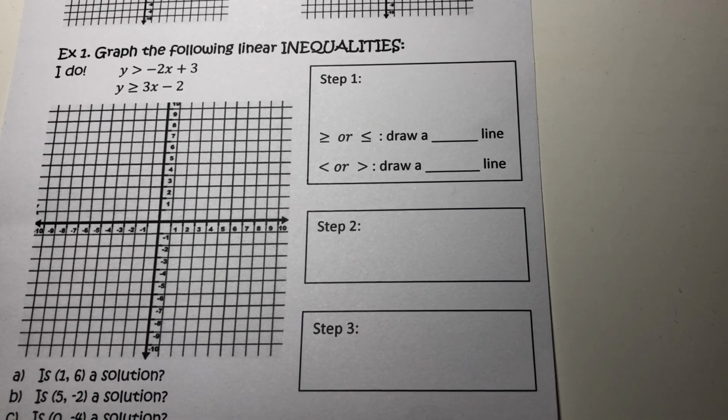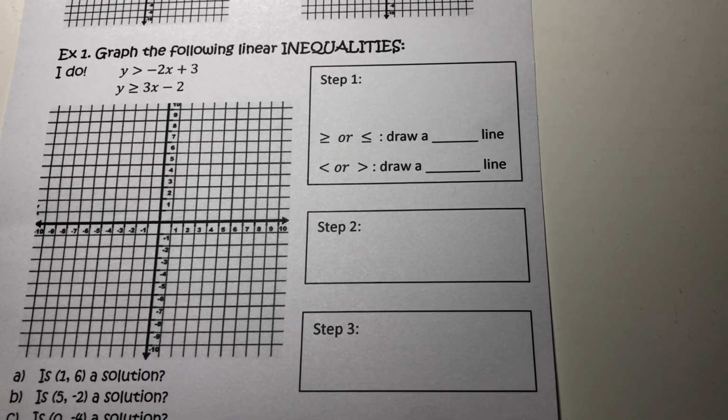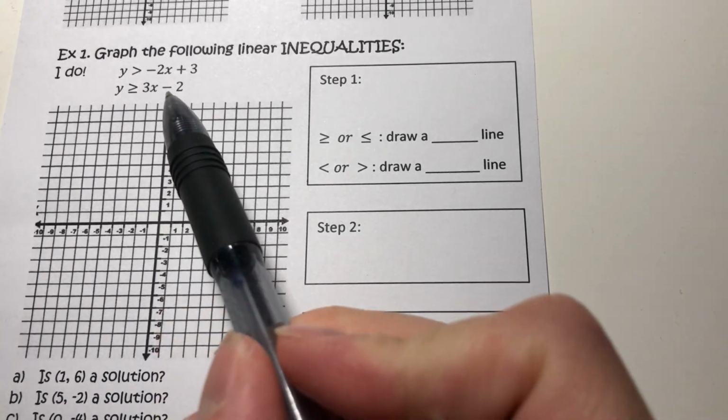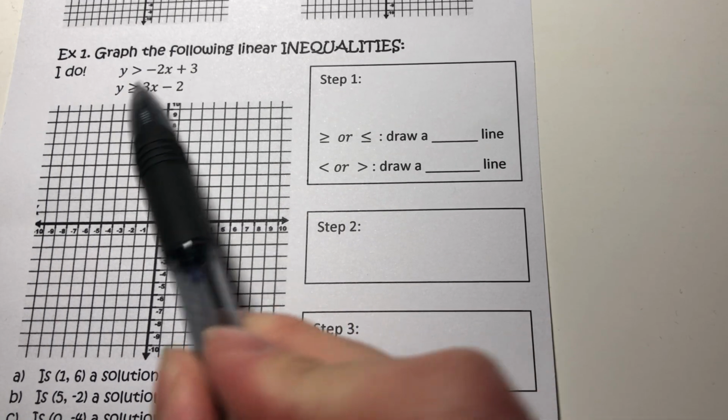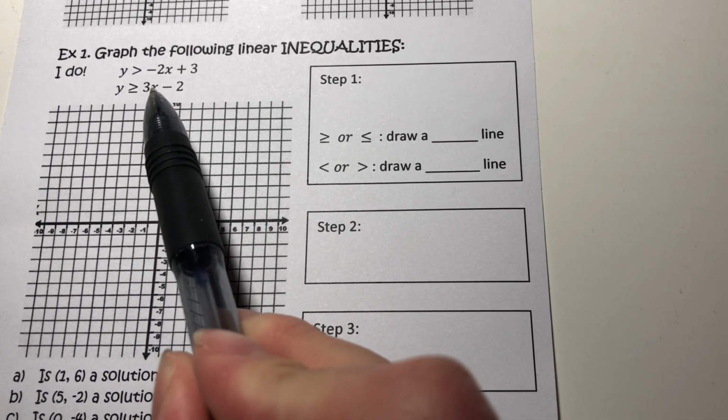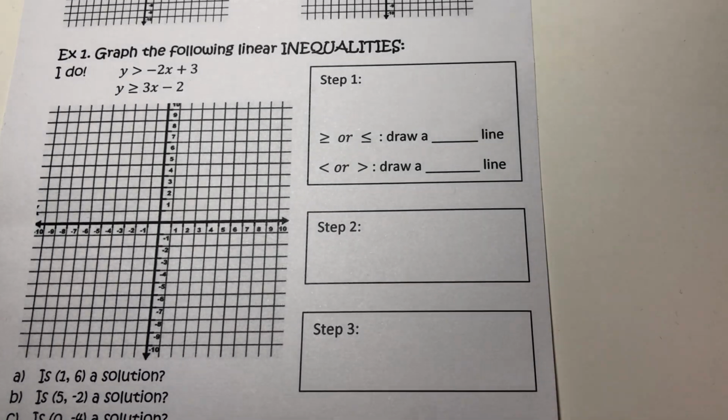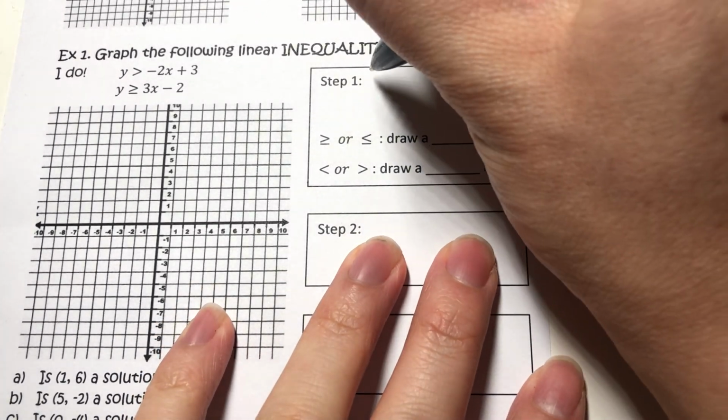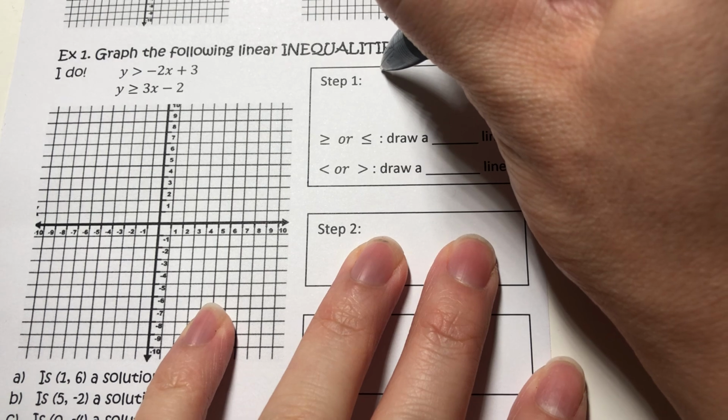Alright guys, welcome to graphing a system of linear inequalities. We're going to start off the first one with graph the following linear inequalities. We have an I do: y is greater than negative 2x plus 3, y is greater than or equal to 3x minus 2. First step is to go ahead and graph the inequalities.